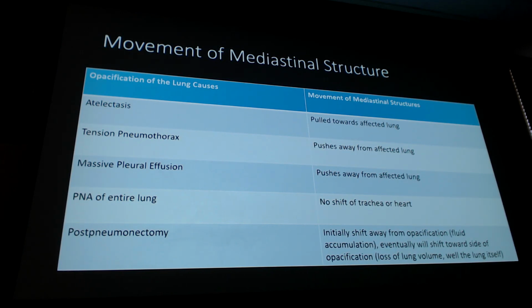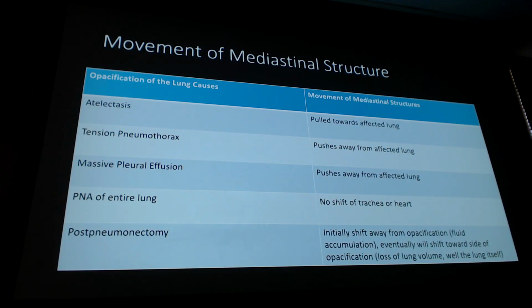All those things I told you about with the entire lung. What pushes, what pulls. Here's a nice little chart to break it down for you. We haven't talked about tension pneumothorax yet. We will. Okay? So for now, atelectasis, pulling things towards the affected lung. Massive pleural effusion, fluid, pushing things away from the affected lung. Look at those mediastinal structures. Pneumonia in the entire lung, no shift. Plus, they're pretty dang sick. We don't have fever and chills.